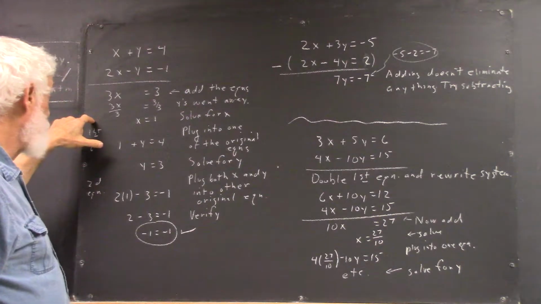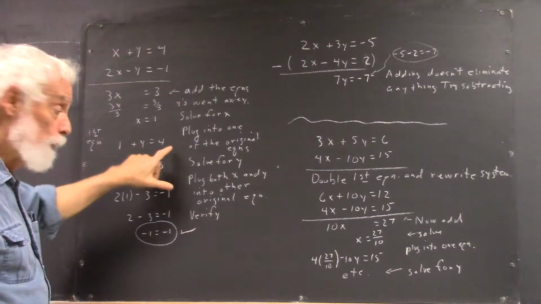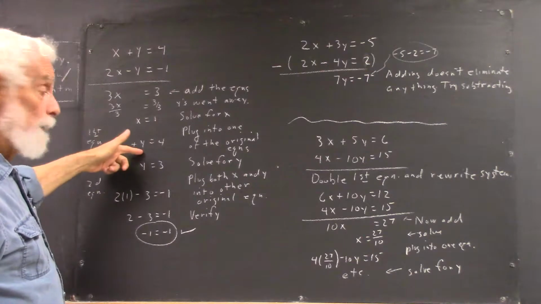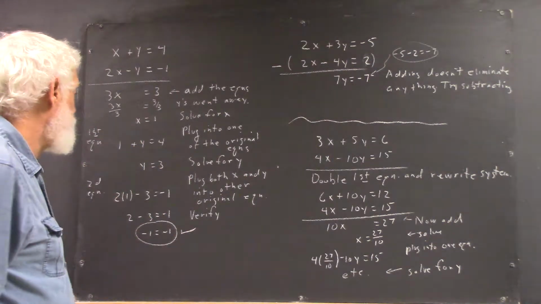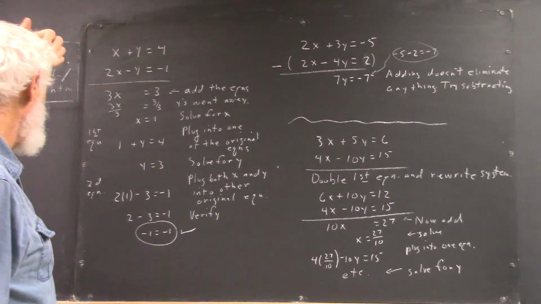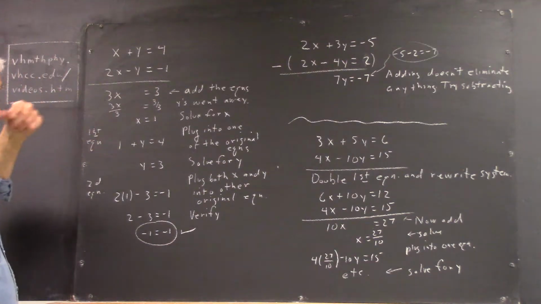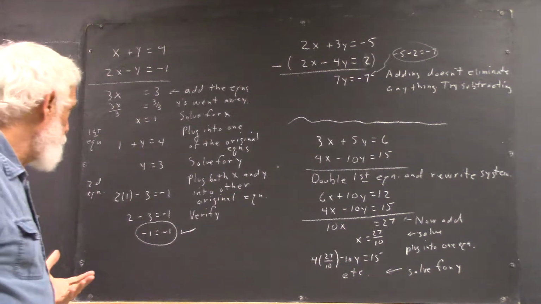So the first equation becomes 1 plus y equals 4. Then we solve that for y. Well, subtract 1 from both sides, we get y equals 3. Okay, so now we think we have a solution. x equals 1, y equals 3. Let's see if that works out.